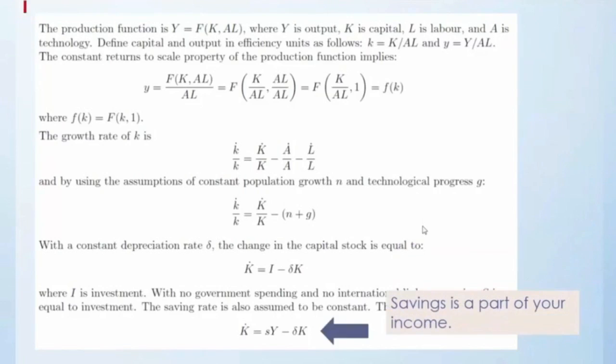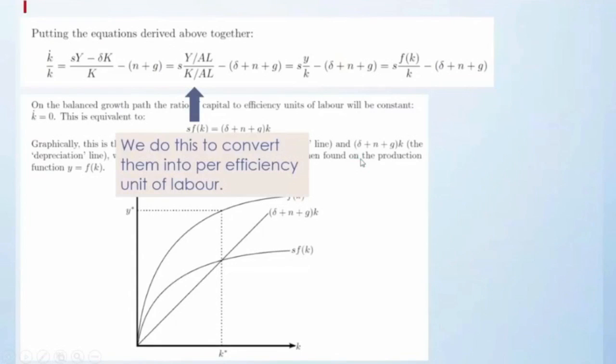So as you know, savings is a part of your income. So it could be denoted as a small s, which is our saving rate, multiplied by our income, which is our output in this case. Now if we were to put all the equations together, we will get this form here. So what does this form mean? From the first step to the second step, all we need to do is just to split them up and then divide them to convert them into small y and small k.